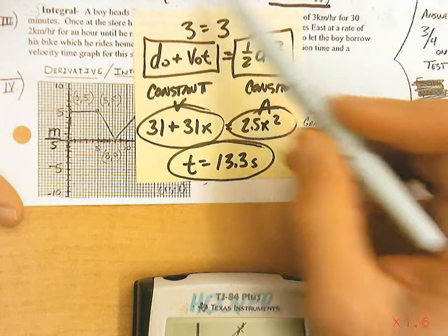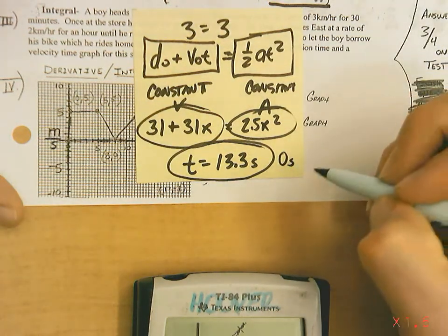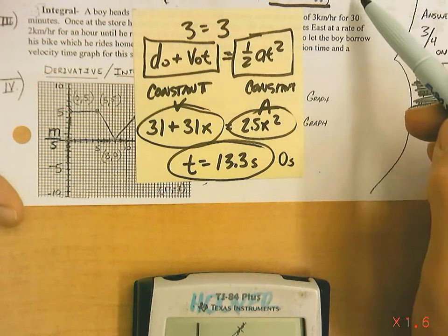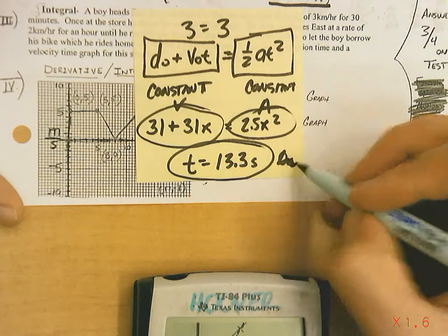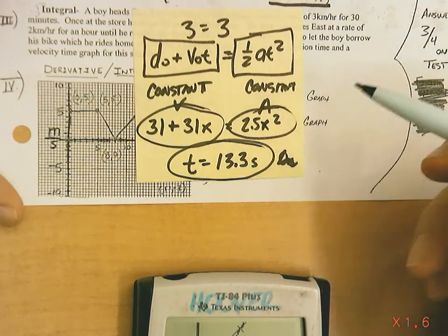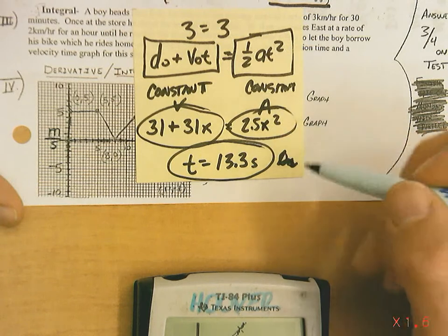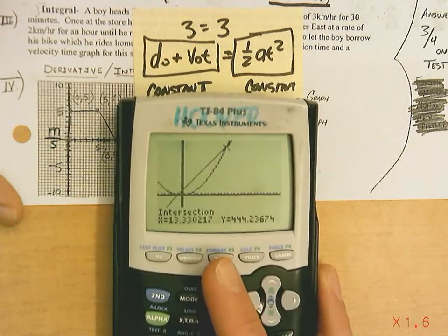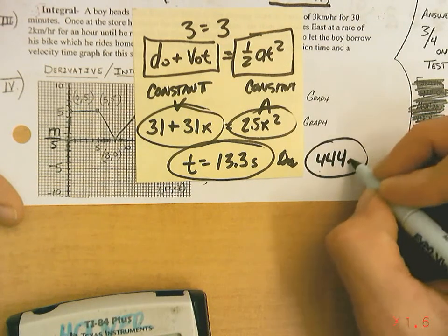So let's answer the question. What time is the car side by side? 13.3 and 0. Well, it's not really 0, right? It'd be negative time, which you can't have. Also, what distance does this occur? This distance is right here on the intersection, 444. So it occurs at 444 meters.